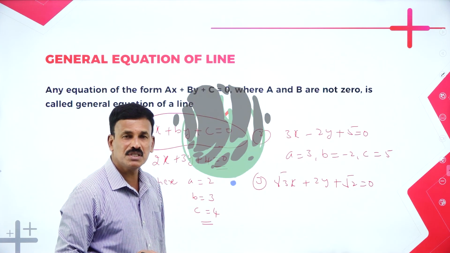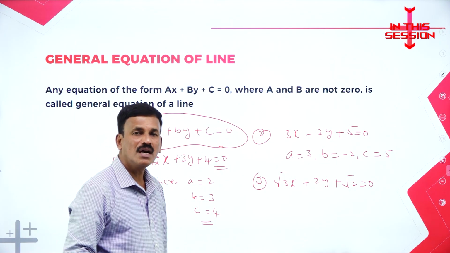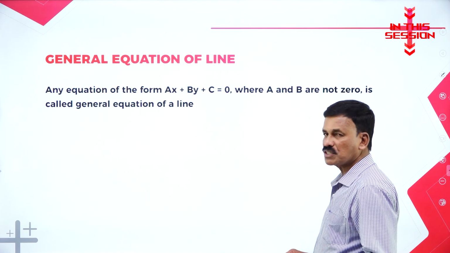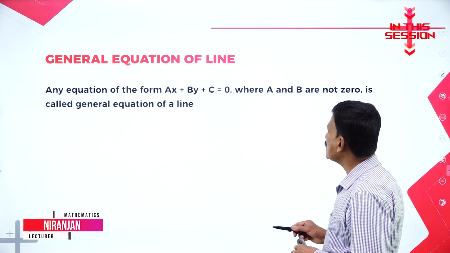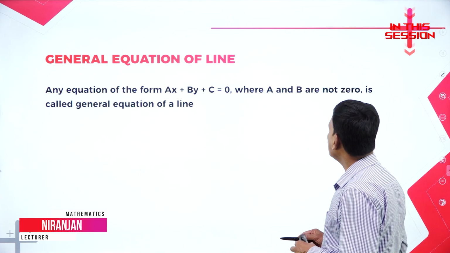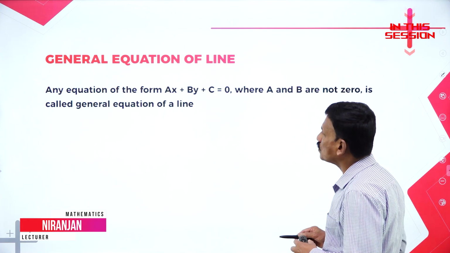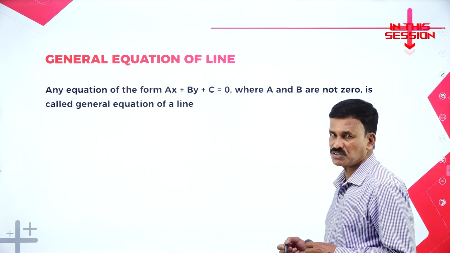Now what are a, b, c? They are nothing but the coefficient of x, y and the constant. Any equation of the form ax plus by plus c is equal to 0, where a and b are not zeros, is called the general equation of a line.